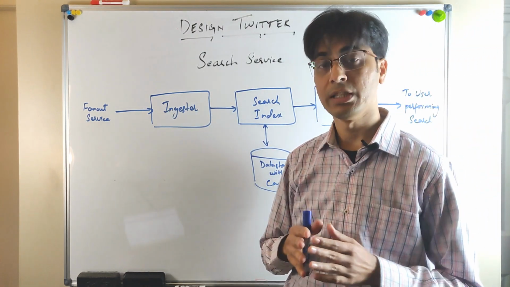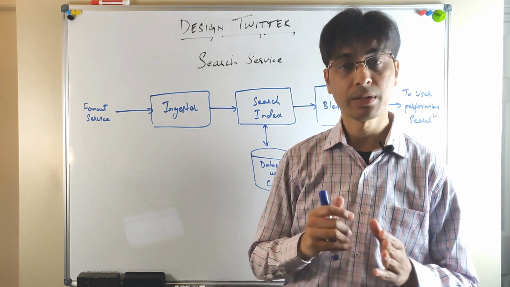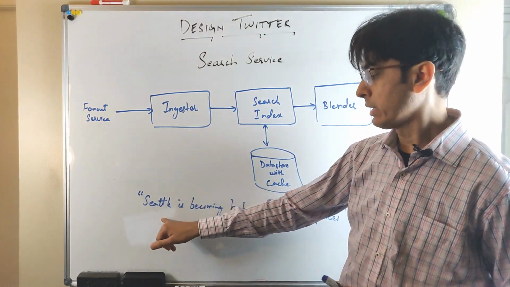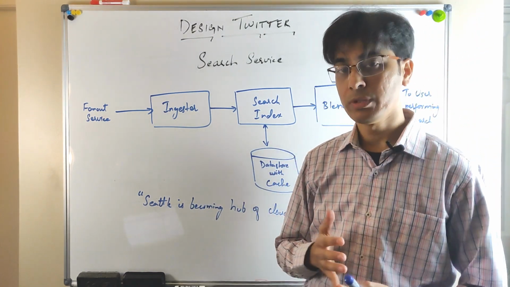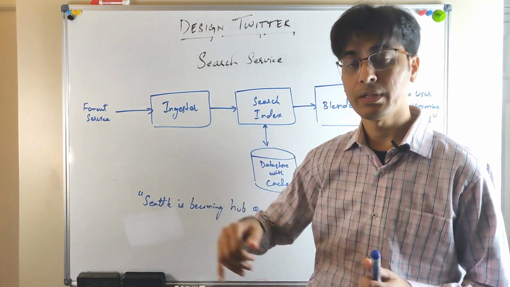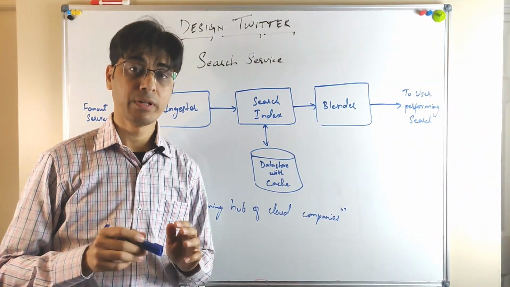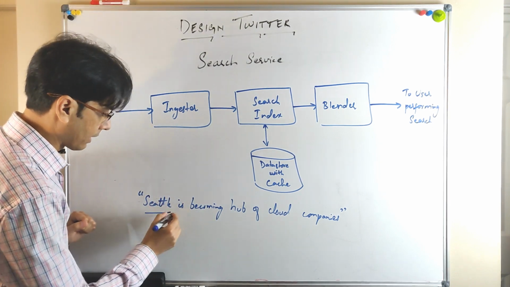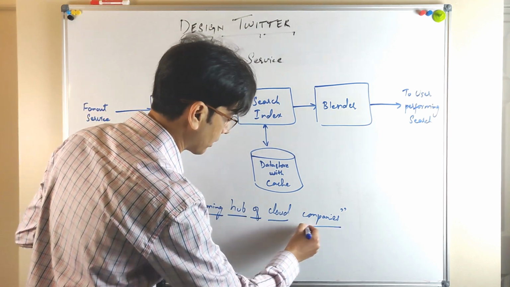The ingester, or ingestion engine, is responsible for tokenizing the tweet into a number of terms or keywords. Let me give you an example. For example, a user posts a tweet that Seattle is becoming hub of cloud companies. Eventually, the Fanout service will forward this tweet to the search service, and it will actually call an API to forward this tweet to the ingester. The ingester will first tokenize this tweet into the following different terms: Seattle, is, becoming, hub, of, cloud, companies.